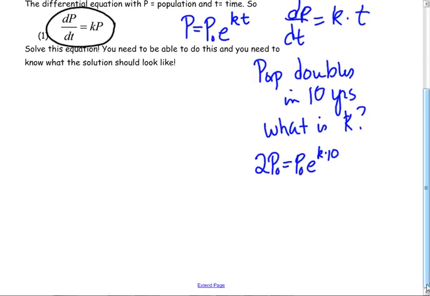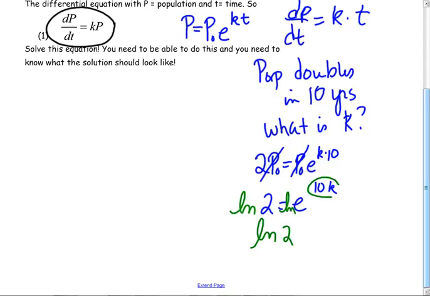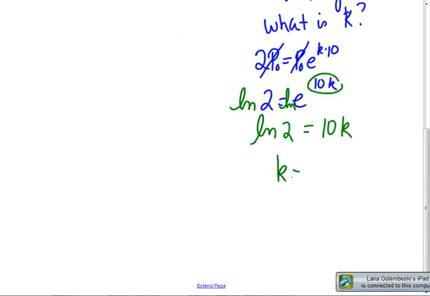Okay, what happens to P naught? They cancel. So 2 is equal to e to the 10k. How do you solve for k? Log. And actually, that's what the doubling is. You always get the log of 2. And what happens to the 10k? It goes down. So what's k equal to? K equals the log of 2 divided by 10.